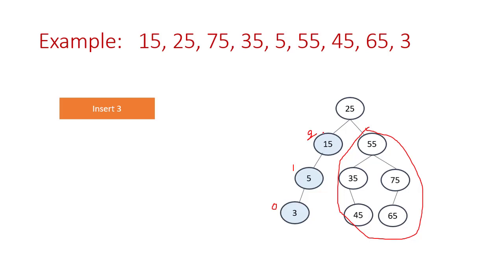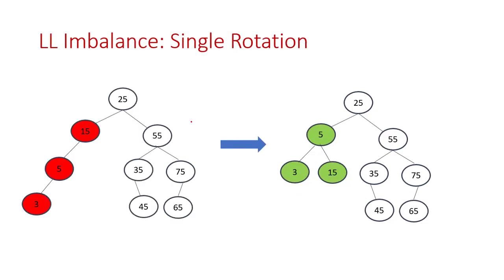Those are acceptable. If you observe here, the balance factor of 15 is 2. So it means the tree got imbalanced. Now here the imbalance occurred by inserting a node at the left of left. So this imbalance is called LL imbalance. When you have LL imbalance, you have to do a single rotation.